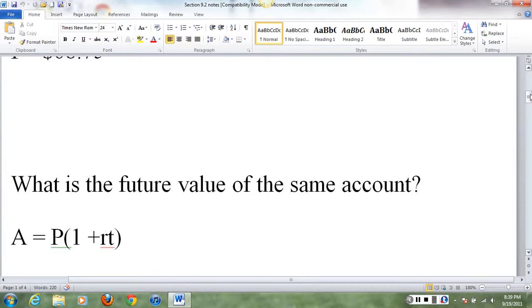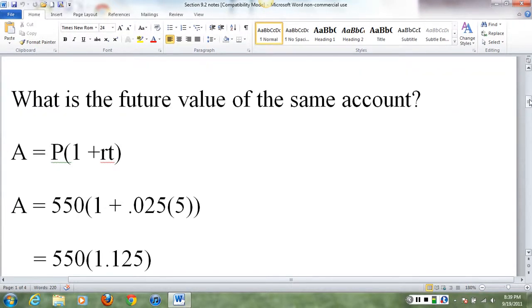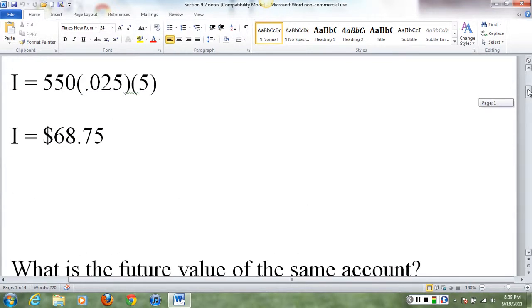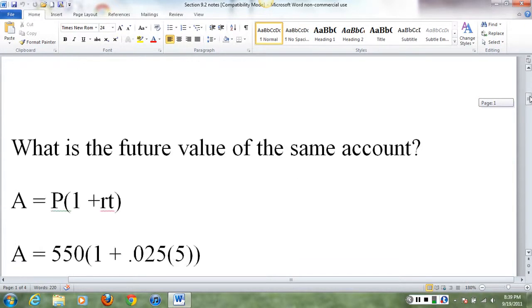And here again, P, R, and T stand for the same thing, a principal, a rate, and our time. So entering in my formula gives me 550 times 1 plus 0.025 times 5. Do my order of operations. It gives me 1 plus 0.125, so I have 1.125 times 550, which comes out to be 618.75. And as I said, you can either add your 68.75 from this calculation to the original amount of 550, or put it into this formula.